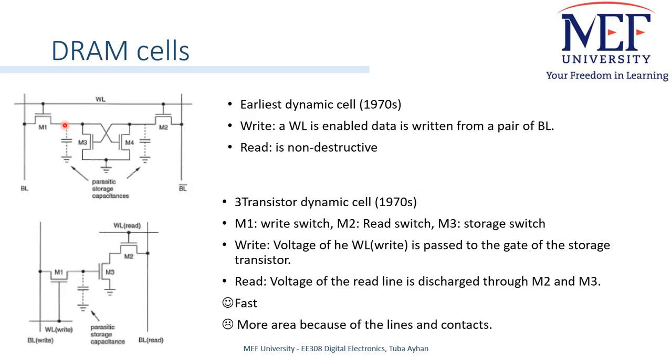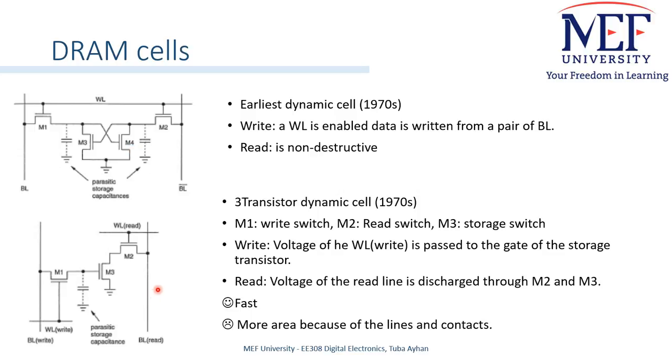Since no current path is provided to the storage nodes, the stored charge is lost due to leakage, so the cell must be refreshed periodically. In read operation, the voltage of a bit line is discharged to the ground through this transistor where the gate node is driven with a high voltage. The read operation is non-destructive since the voltage stored at the node is maintained during the read operation.